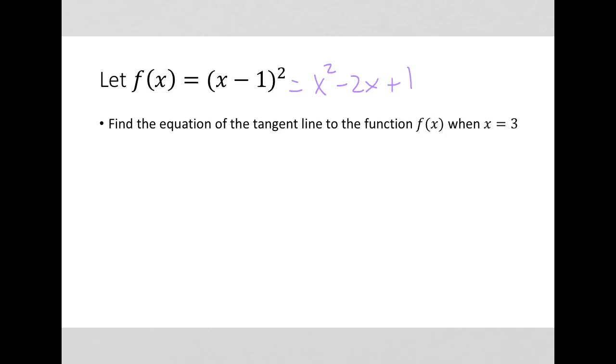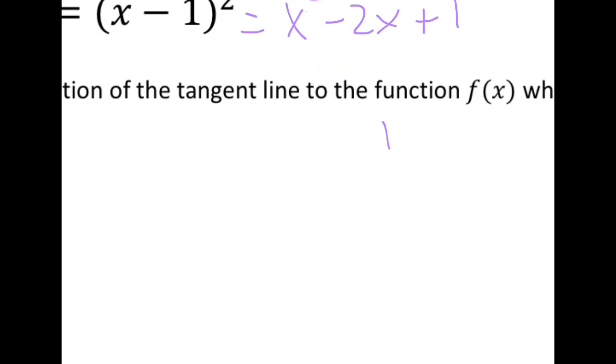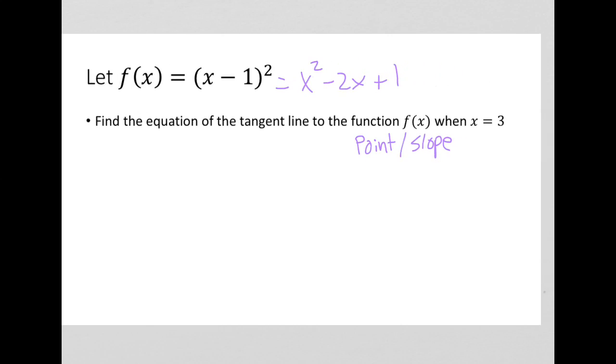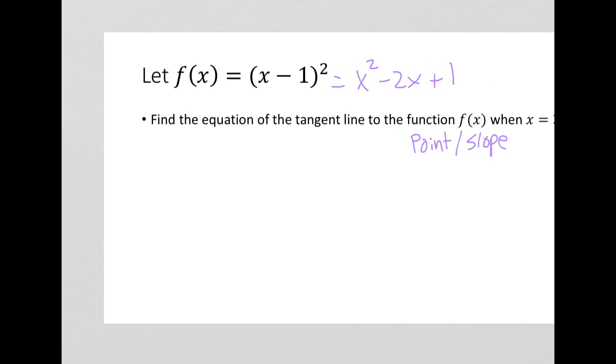So we want to write the equation of the tangent line. Remember, to write the equation of a linear function, we need to know two things. We need to know a point, and we need to know the slope. So the point that we need to know is going to be the point of tangency, the point that is shared between the function and the tangent line. And the thing is, we know the x value that we're looking at is 3, and we have the equation of the function right here.